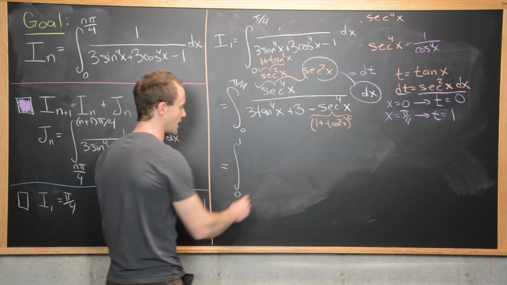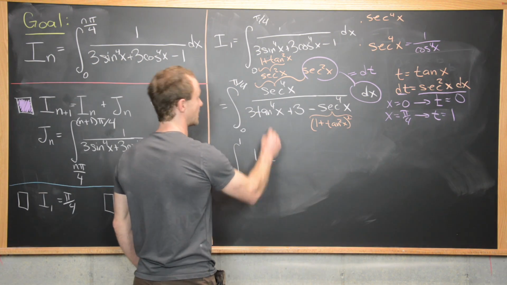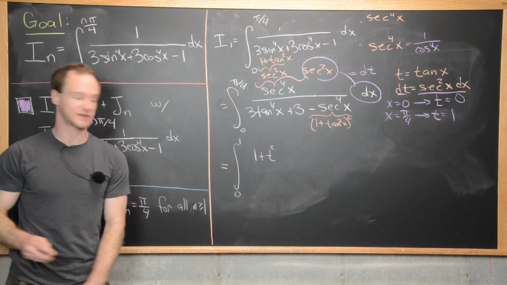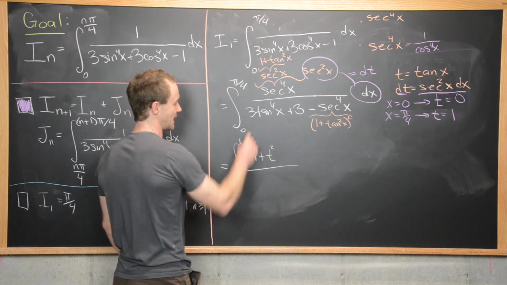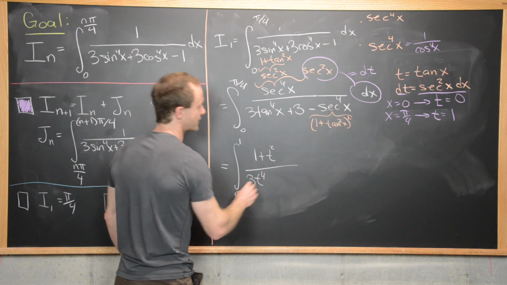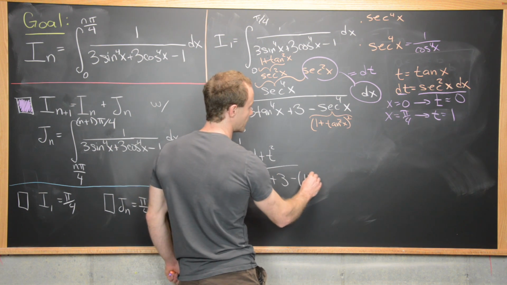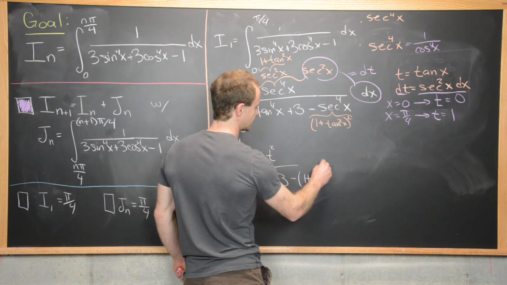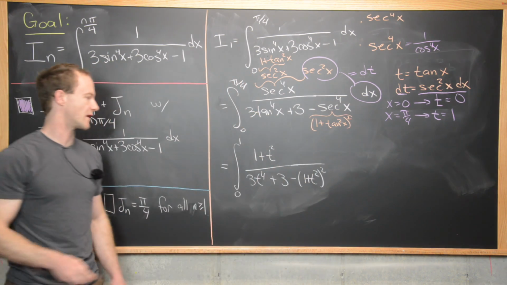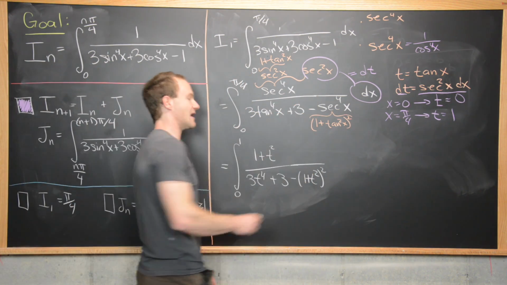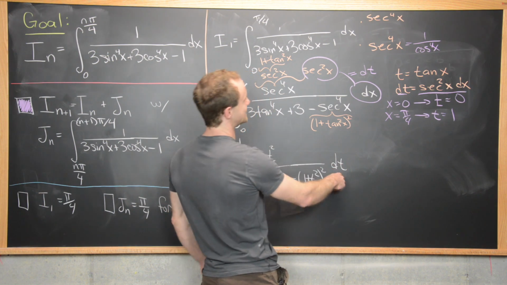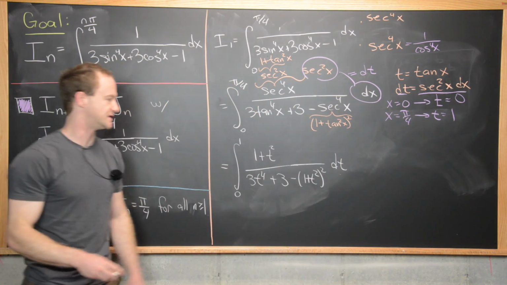So notice in the numerator I have 1 plus t squared. That's what I get from 1 plus tangent squared. And now in the denominator I have 3t to the fourth plus 3, and then minus 1 plus t squared, squared. So that's what I get from this term right here. And then finally I have dt, and notice that my dt term gobbled up one of those secant squareds.